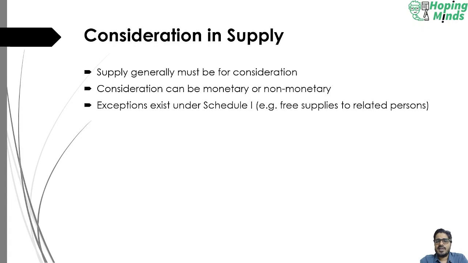So consideration is the payment made in money or otherwise. Without consideration, generally it is not a supply unless it is covered by Schedule 1. For example, selling goods for rupees 1000 is taxable and constitutes a valid supply, whereas giving a car to an employee for free, we have to check if it constitutes supply as per Schedule 1 or not.